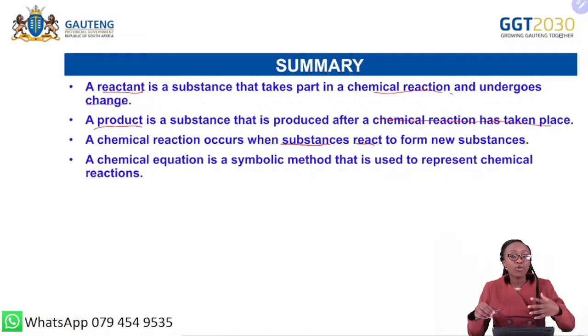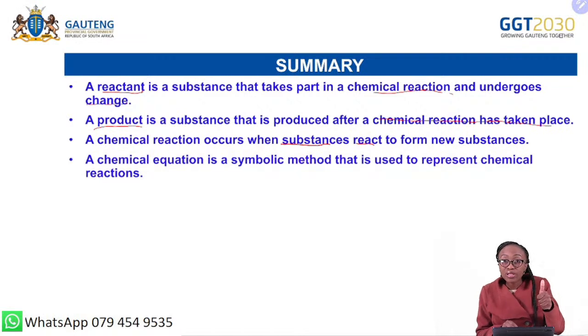We also learned that a chemical equation is a symbolic method that is used to represent chemical reactions. Remember, we're dealing with elements here, and we have our periodic table of elements. We've got the symbols. Do you remember the three ways in which we can represent our chemical equation? We said we use symbols, we use words, and we use pictures. Those are the three ways in which we can represent a chemical reaction.